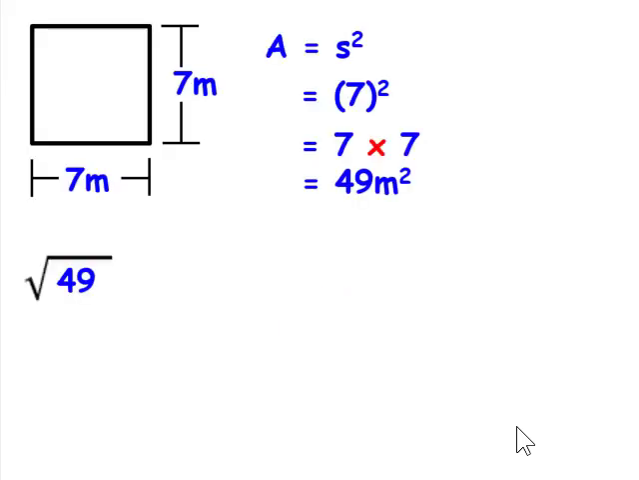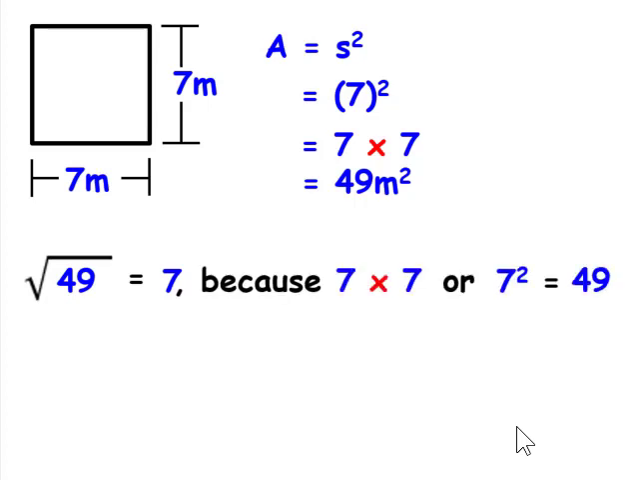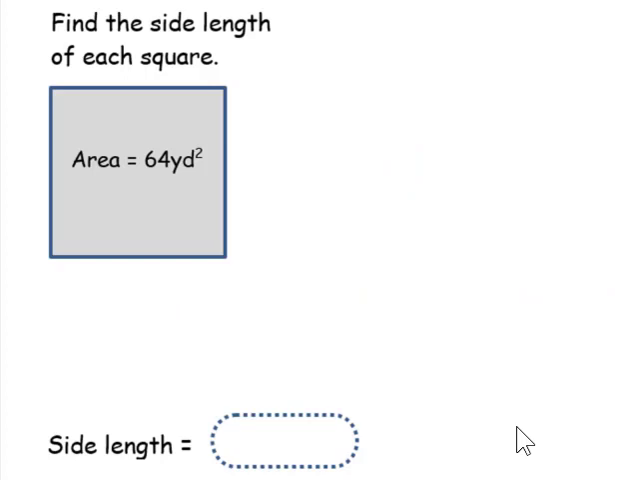The square root of 49 is equal to 7 because 7 times 7, or 7 squared, is equal to 49. When we're looking for the square root of a number, technically we're just trying to find the side length of a square that has 49 square units. Find the side length of a square with an area of 64 yards squared. S is equal to the square root of the area. Since the area is 64, the square root of 64 is 8. Our side length is 8 yards.